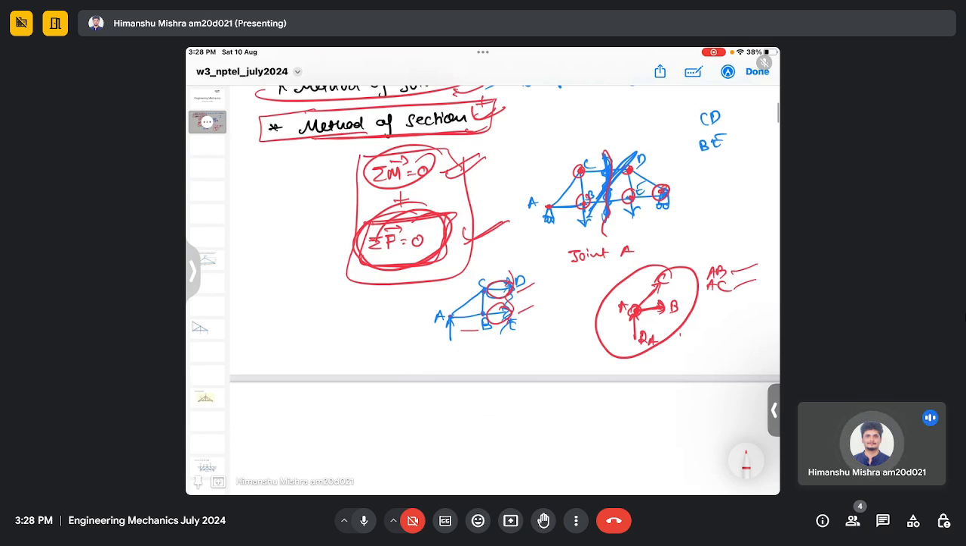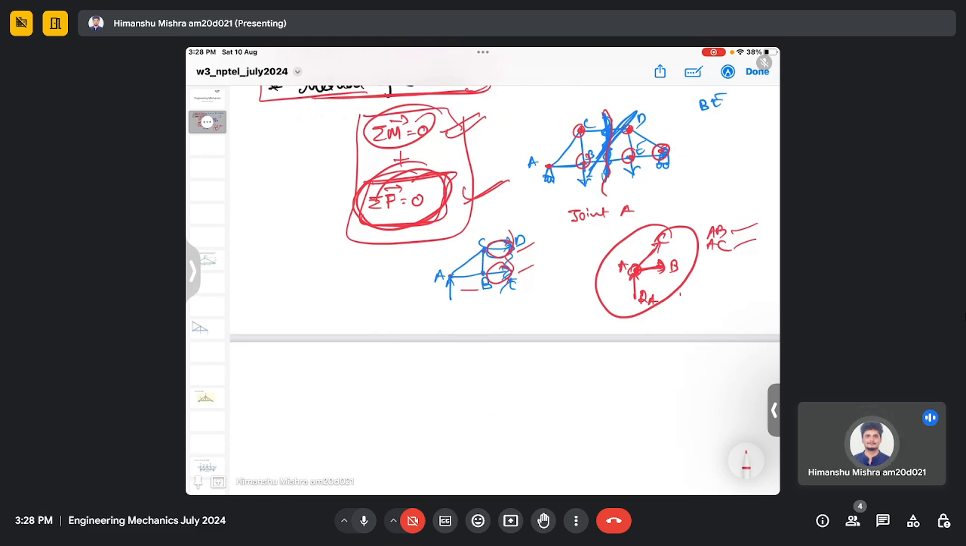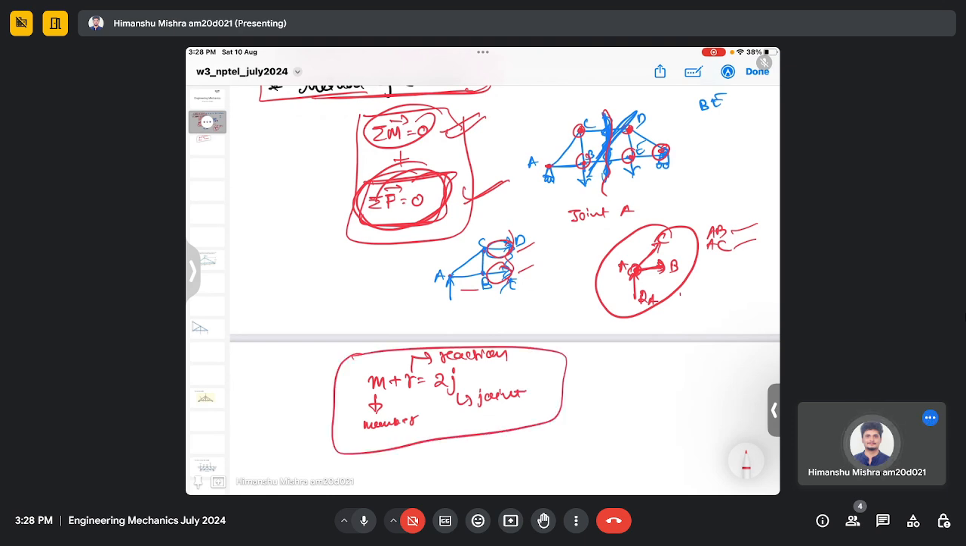So before solving the problem using these two methods, we need to check whether the system or the truss is in an indeterminate state or not. To do that, we have the equation m plus r equals 2j. Here m is the member, r is the reaction, and j is the joint. If any truss satisfies this equation, then you can use these two equilibrium relations to find out the forces and moments in the truss.